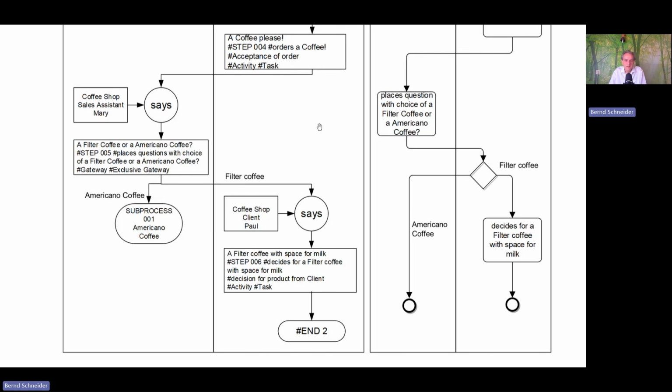But then on the left hand, we have a further abstraction. Hashtag decision for product from client. But we haven't used this for the representation of Business Process Modeling Notation 2.0 at this stage.